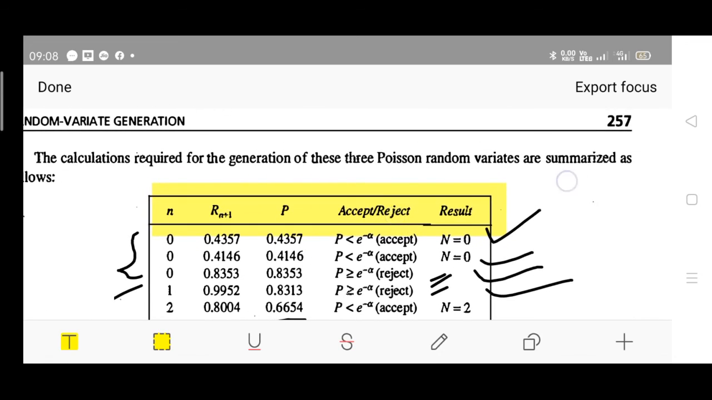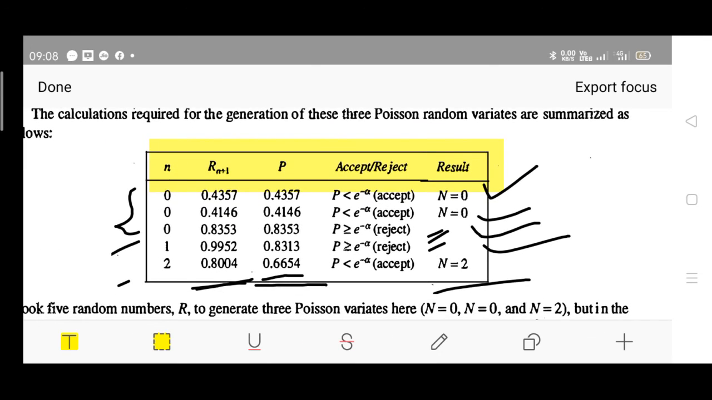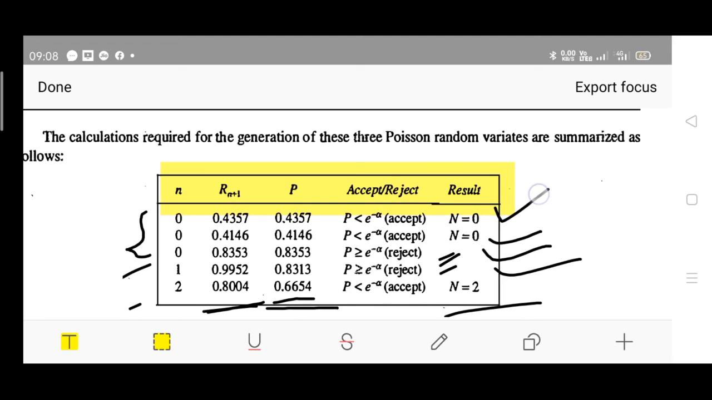Okay, go through pages 256 and 257. Things are very easy, concepts are easy only. The thing is you have to understand it properly. If you understand, you can easily answer this type of question. You can expect a straightforward question. Let's continue our discussion in the next video.